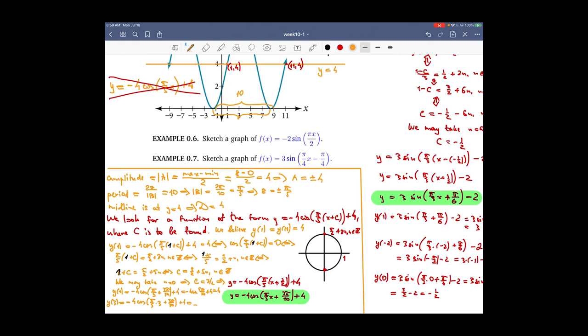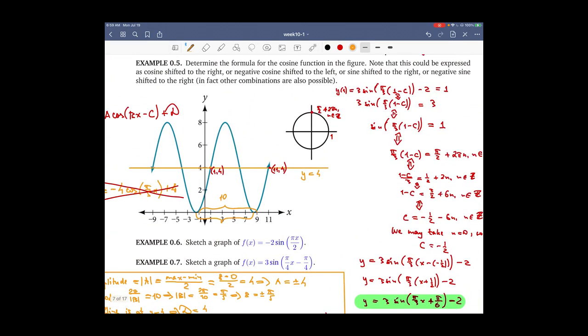So this is -4 cosine of 9 pi over 10 plus 4. That's roughly -4 cosine pi plus 4. And that's actually 8. So the value at 3 is close to 8, but smaller than 8. That is also good evidence.